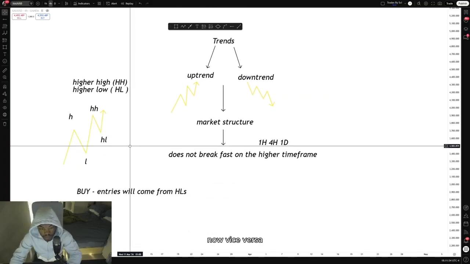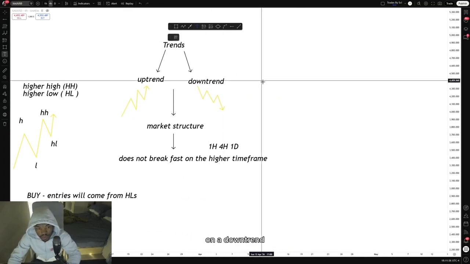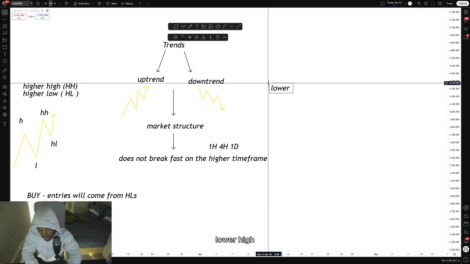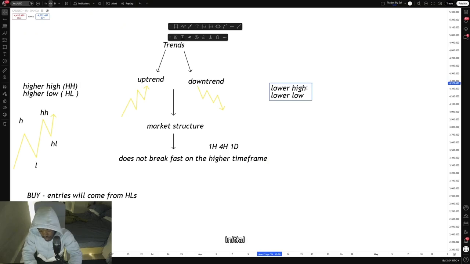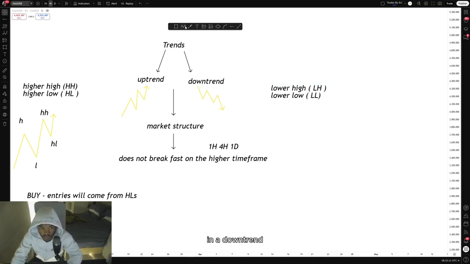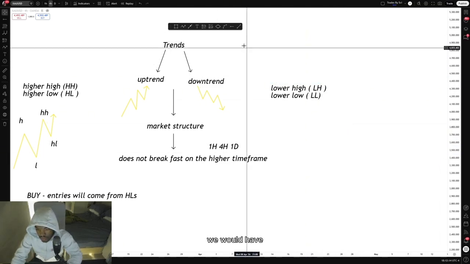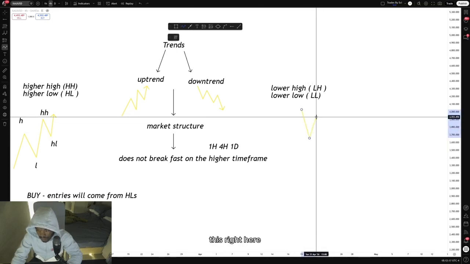Now, vice versa. On a downtrend, we'll have a lower high, lower low. This will be initial LH. This will be initial LL, right? So in a downtrend, we will have this right here.